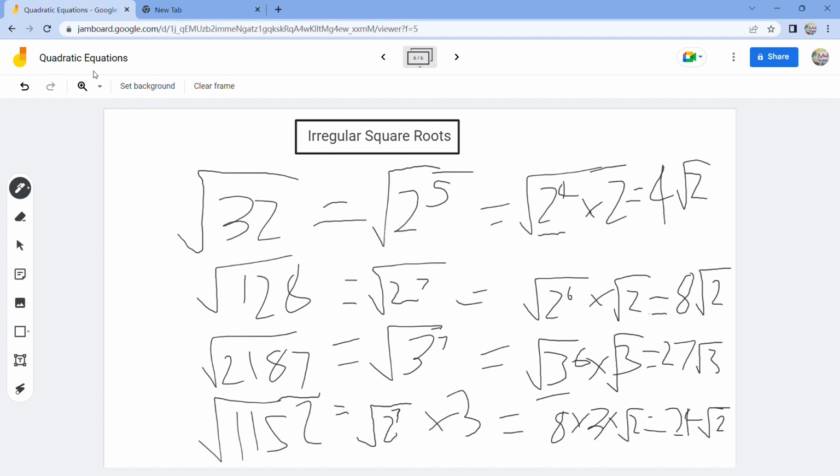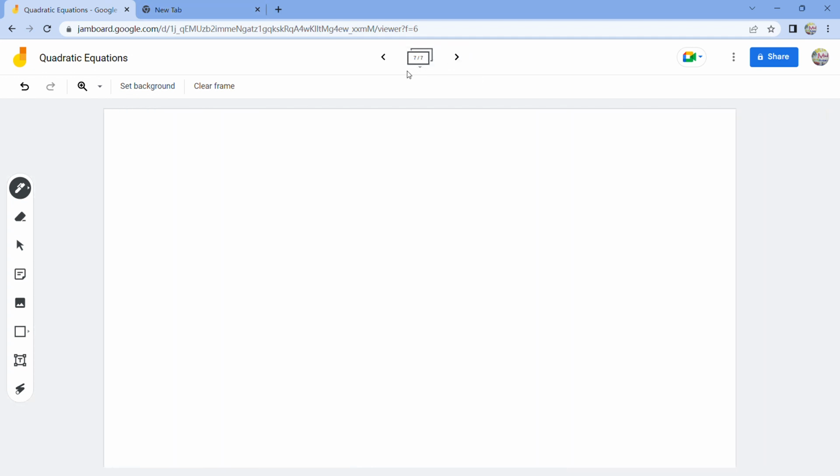So hopefully you guys know how to do the irregular square roots in quadratic equations, if you get irregular, non-perfect square numbers. So this is how you do it. But if you've got a number and you're not sure if it's a square, just always break it up into prime factorization and use this method, as it will always help.